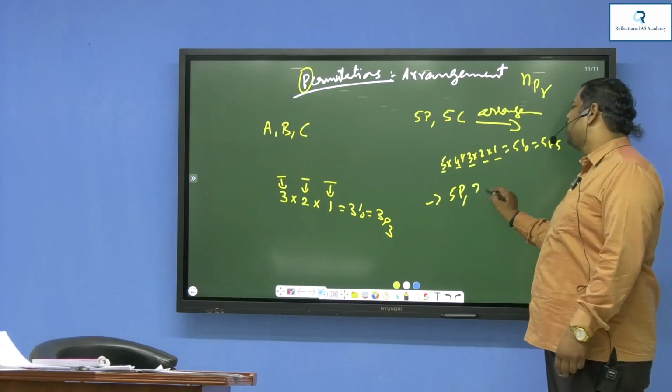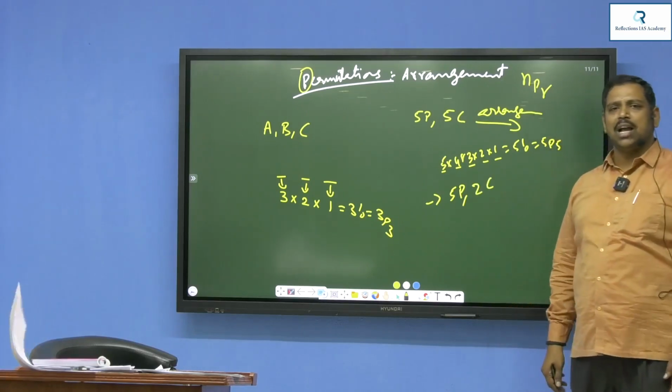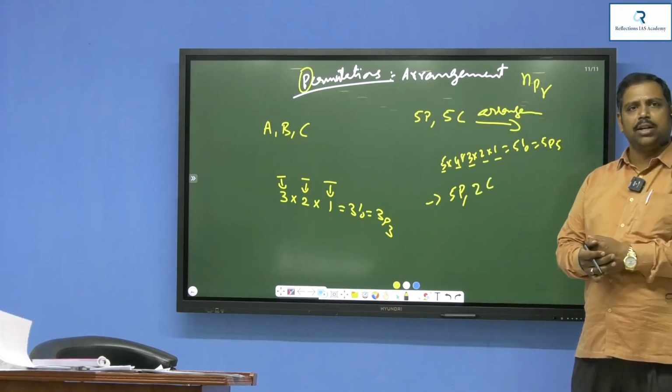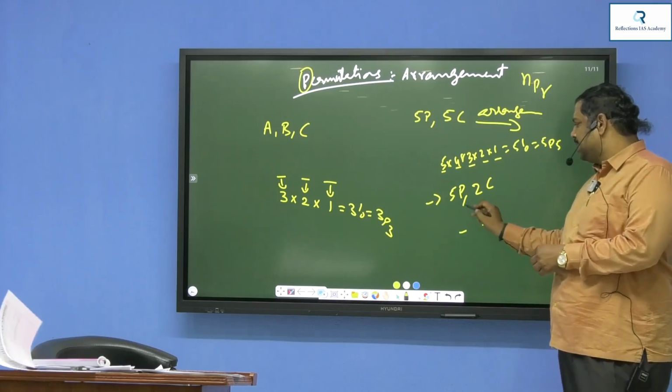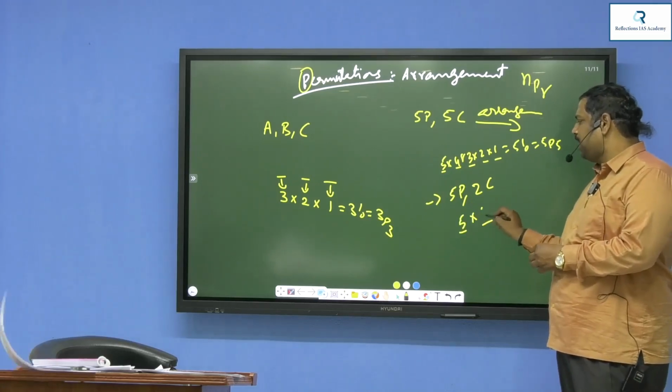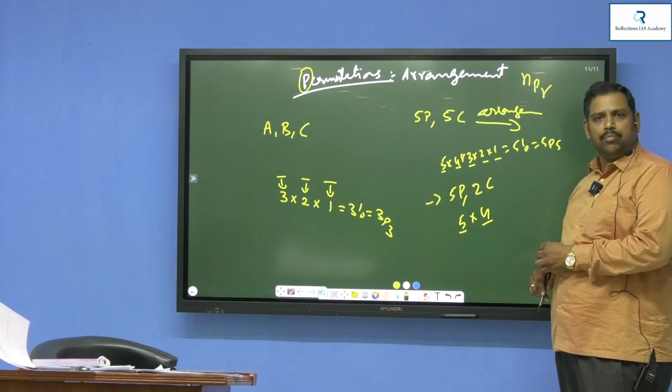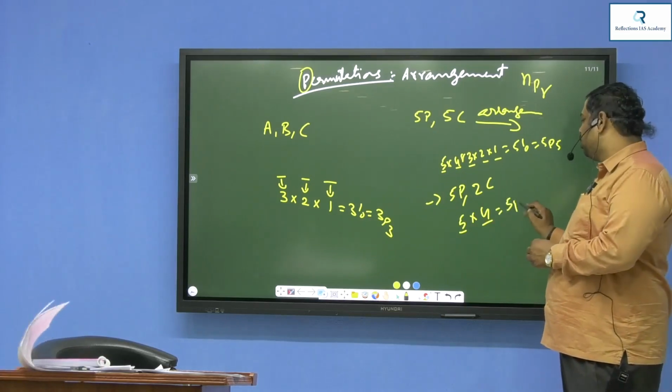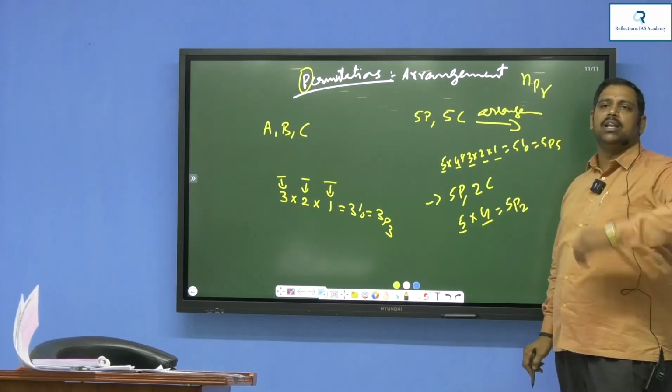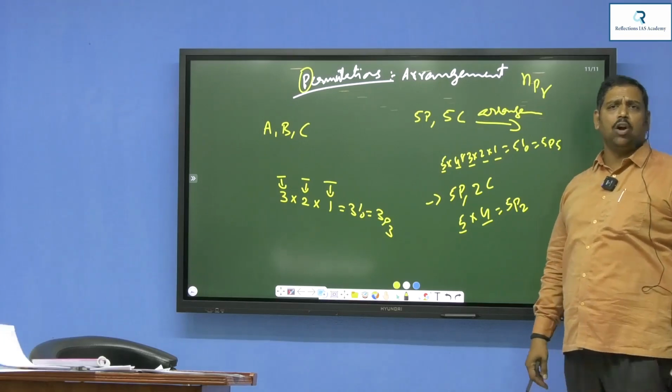Sir, we are very poor, sir. We have only 2 chairs in our home. How many ways can I fill them? Got it? Okay, 2 chairs. This can be filled by any of the 5. This can be by 4. Yes or no? So that is nothing but 5P2 only, but factorial is not possible.